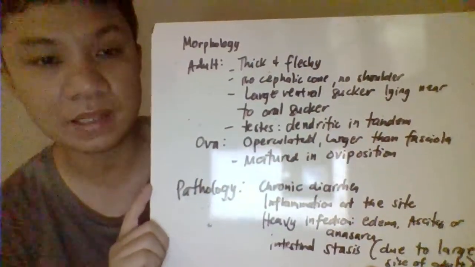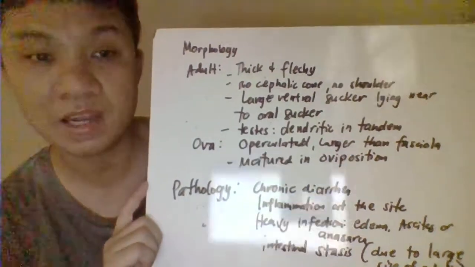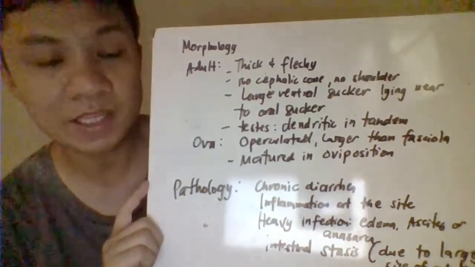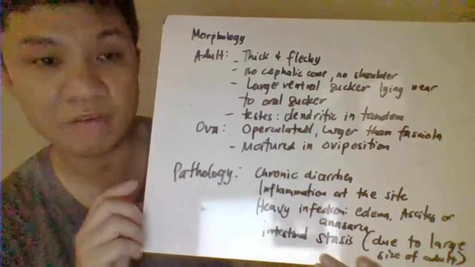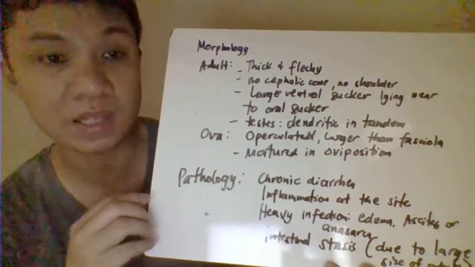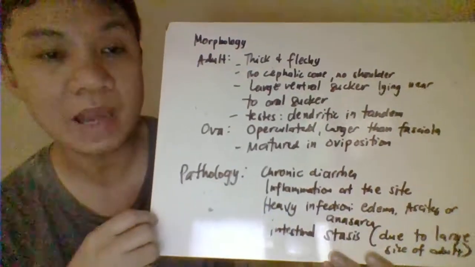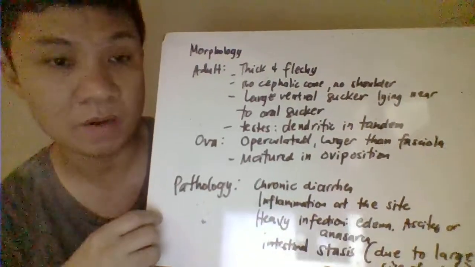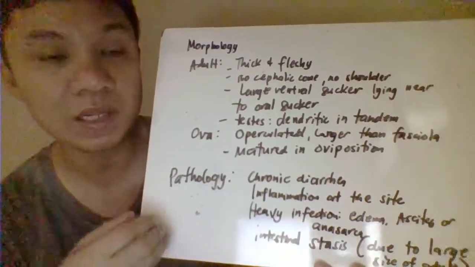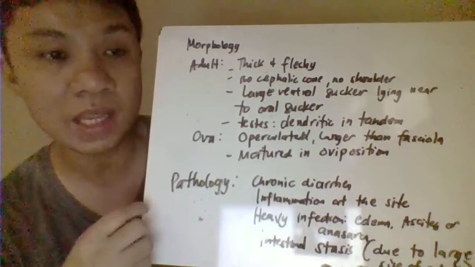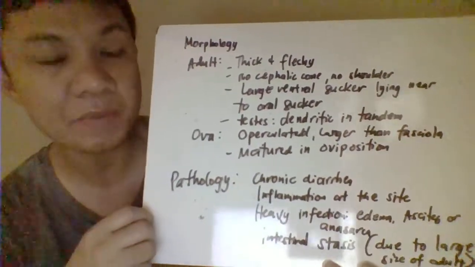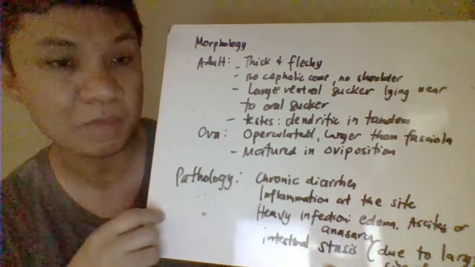Okay, for the morphology, the adult worm is thick and fleshy, characterized by the absence of a cephalic cone and shoulders. It has a larger ventral sucker compared to its oral sucker, and they lie next to one another. They also have simple intestinal ceca, with testes described as highly dendritic in tandem formation.